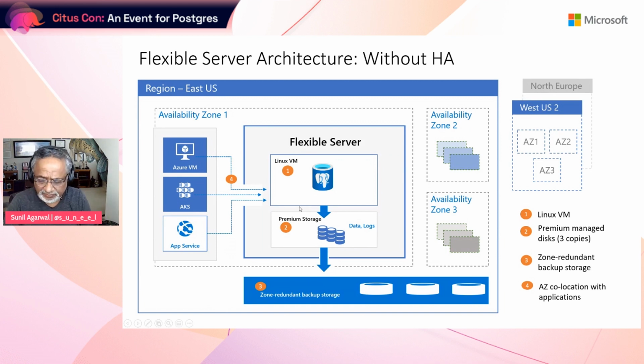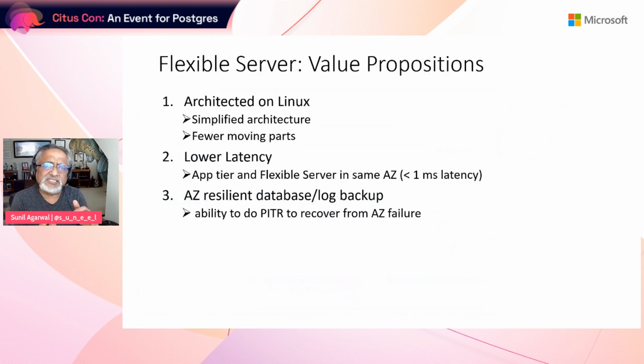So with that, I want to summarize 3 key points that we have just discussed. One is that flexible server is architected on Linux: simplified architecture, fewer moving parts. Number 2, the lower latency. I'm referring to the co-location of your client and the flexible server in the same availability zone. The latency, as I said, is under 1 millisecond. And the third thing is that it is AZ resilient, availability zone resilient, for the database backup as well as the transaction log backup. So you can do a point-in-time restore to another availability zone. So those are the 3 benefits. Let's move on to the next one.